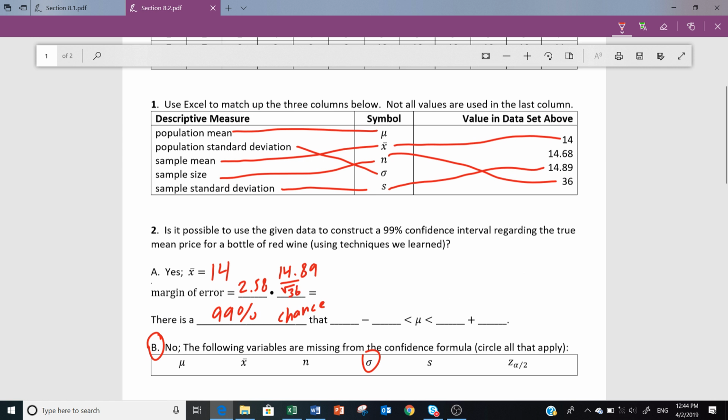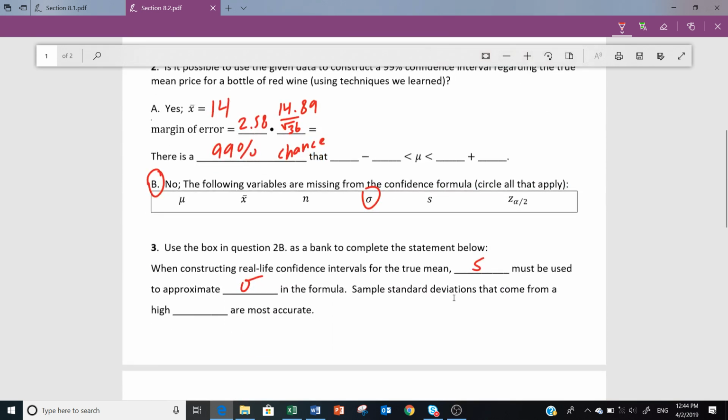I saw some students doing that. That's good. Sample standard deviations that come from a high sample size are most accurate, and bigger sample sizes are better. You don't want a small sample because that's going to just give you luck of the draw.